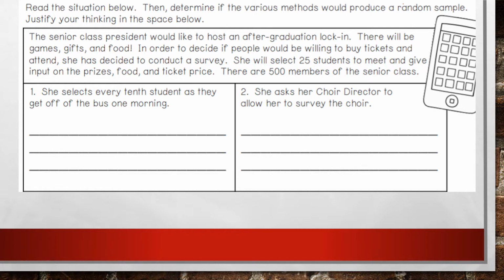So one option is to select every 10th student as they get off the bus. This is not random because it only includes students who ride the bus.